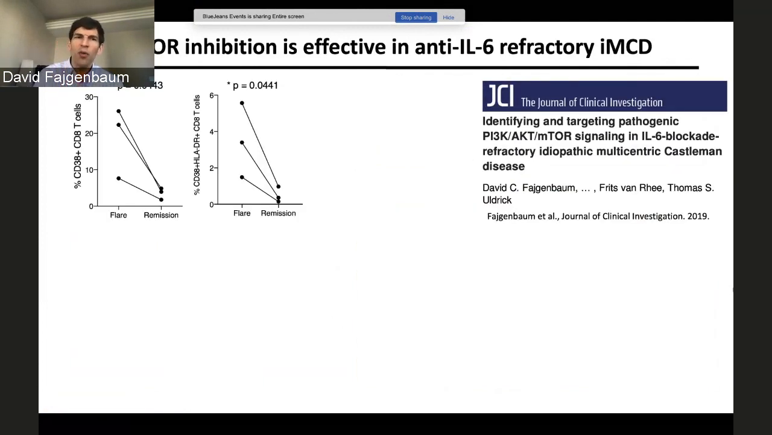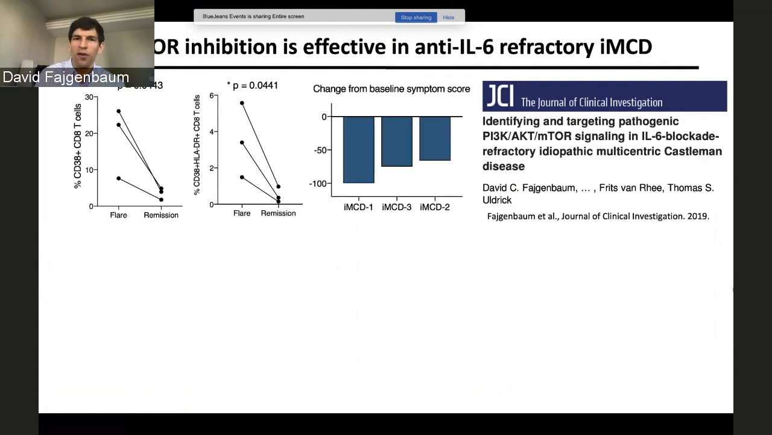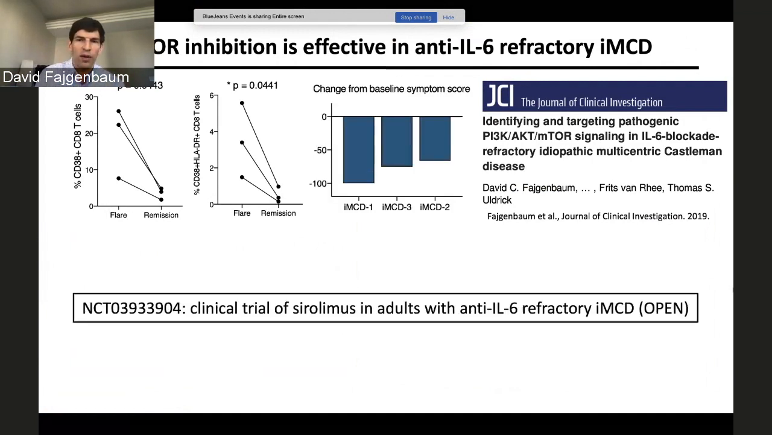A few months ago, we published our work on the first 3 patients ever treated with an mTOR inhibitor. So I was one of those patients. And then about 6 months ago, we opened up the first clinical trial of sirolimus in anti-IL-6 refractory iMCD patients, which is technically open, although we have not been enrolling patients due to COVID-19.